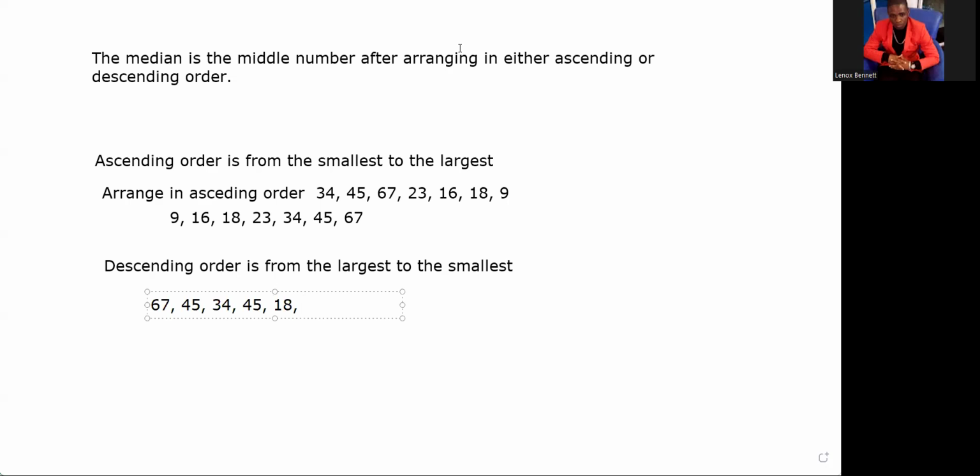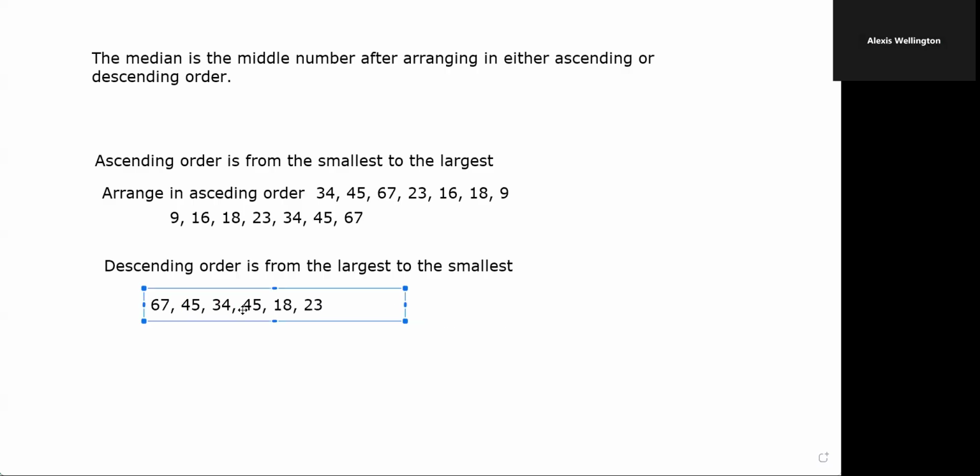Let me see who. Amari, which number would come after 34? 23. 23. All right. Let's write them down, guys. Let me see who for Alexis. Go ahead, Alexis. Which number would come after 34? After 34, sir, I think it's 18. 18. All right, let me write 18. Two persons said 18.